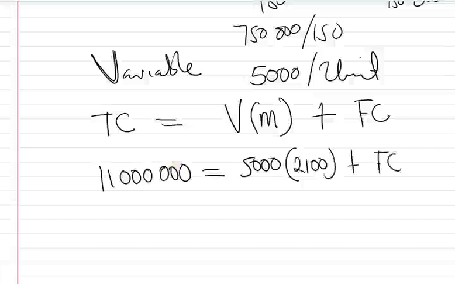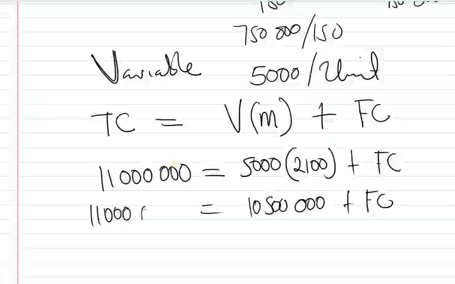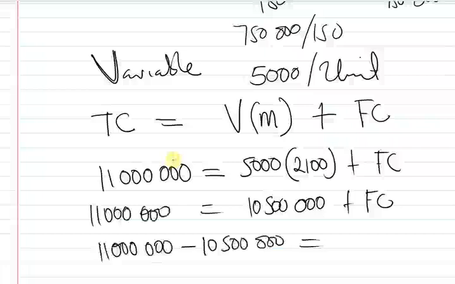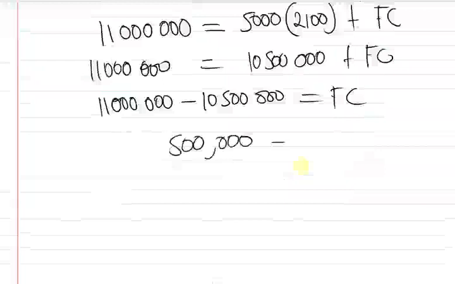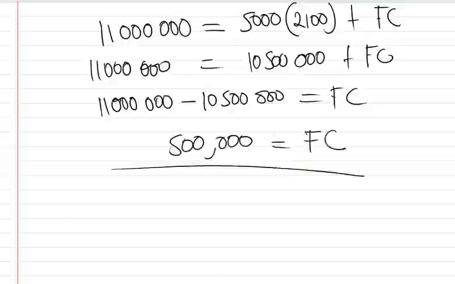So we have 5,000 times 2.1, finding 10,500,000 plus fixed cost is equal to 11 million. So we group them in like terms. So fixed cost for lab is basically 500,000. So 500,000 is the fixed cost for lab. We have separated them. Now let us go to pharmacy.